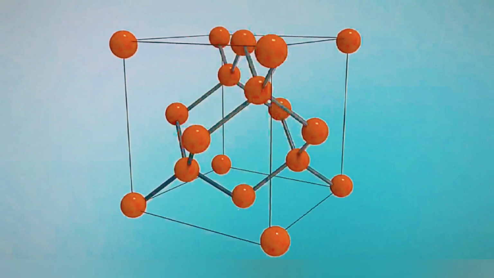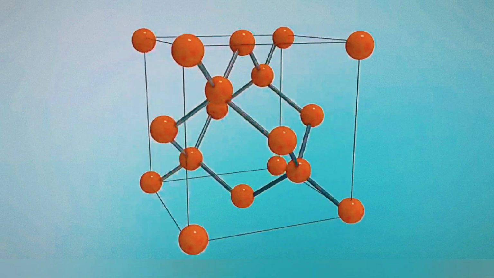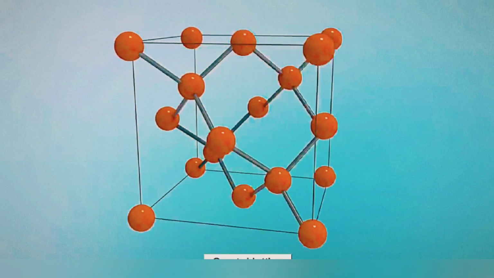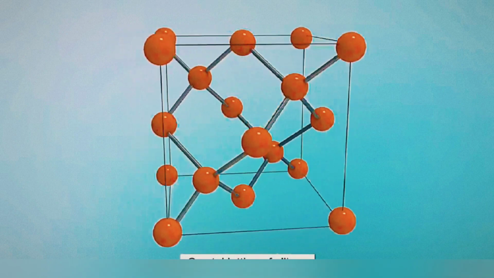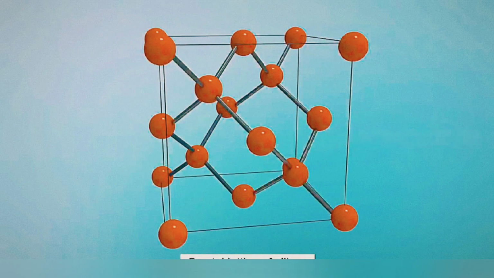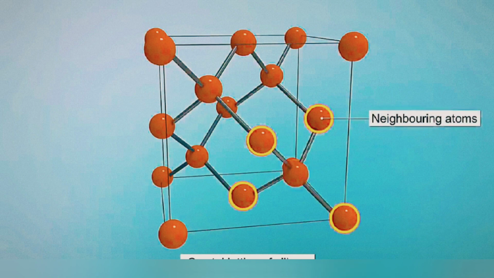The atoms of intrinsic semiconductors are closely grouped together in a crystalline pattern called a crystal lattice. Let us consider the crystal lattice of silicon. This is a diamond-like structure. Each atom is surrounded by 4 nearest neighboring atoms.